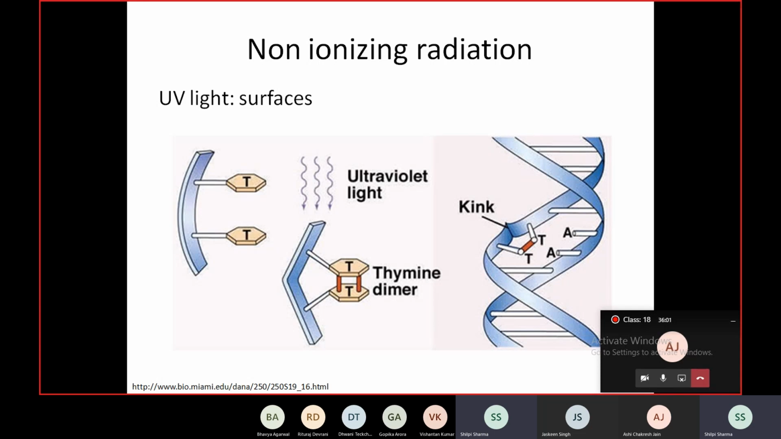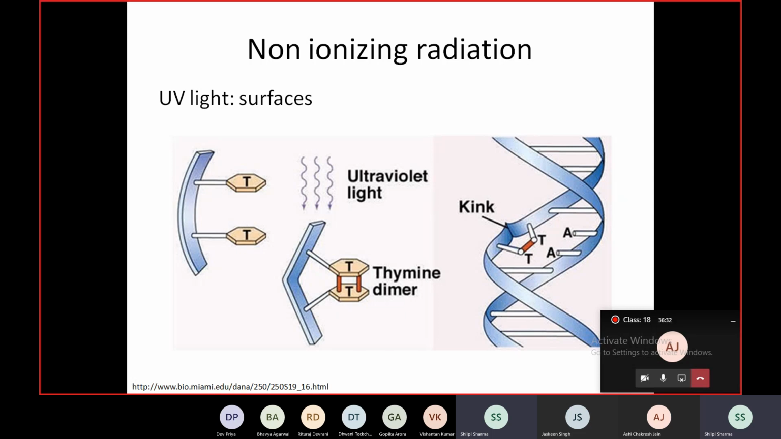Non-ionizing radiations, as I said, have limited penetration, and so non-ionizing radiation like UV is only used for decontamination of surfaces. UV is also able to excite electrons, which makes the bases unstable, eventually leading to the formation of dimers. The most common ones formed are thymine dimers, and this affects the DNA. This is a pyrimidine dimer, a kind of pyrimidine dimer.